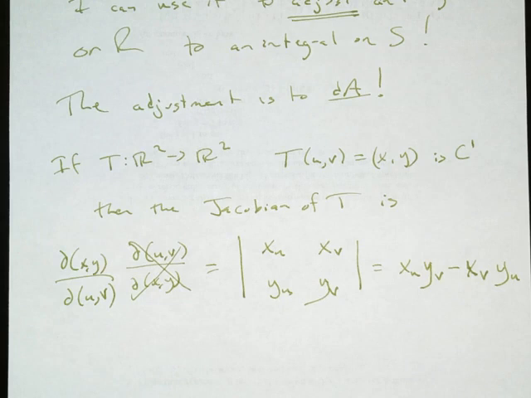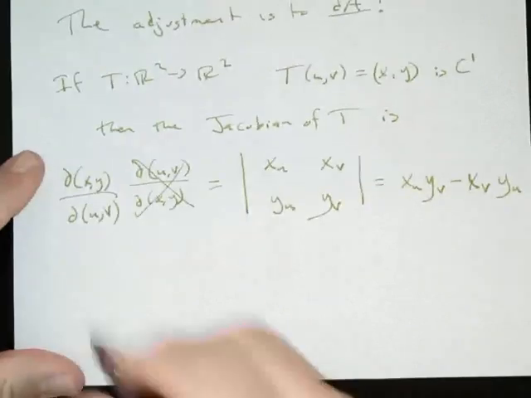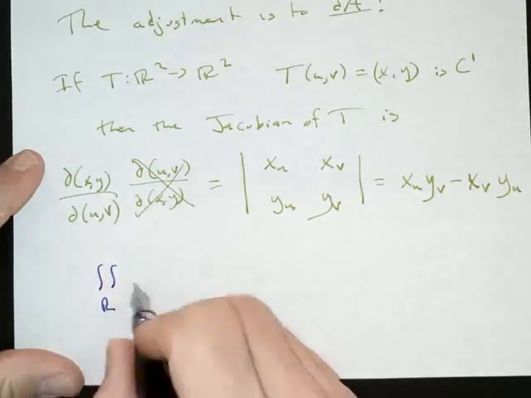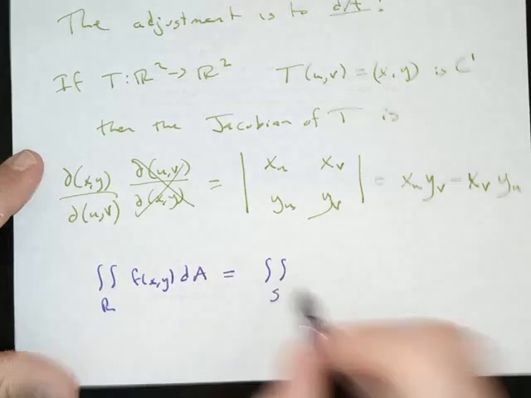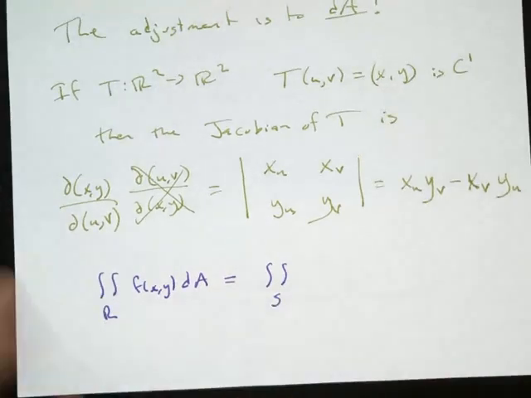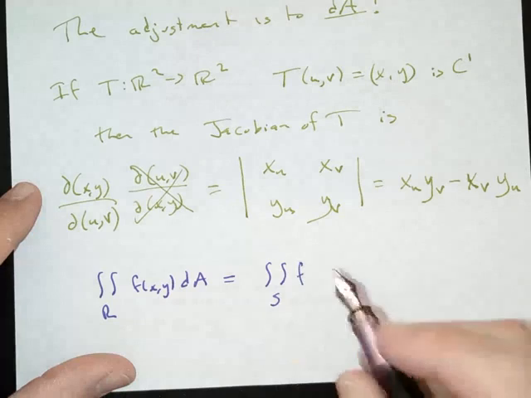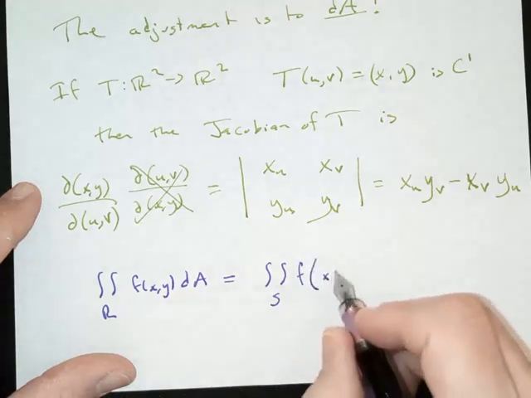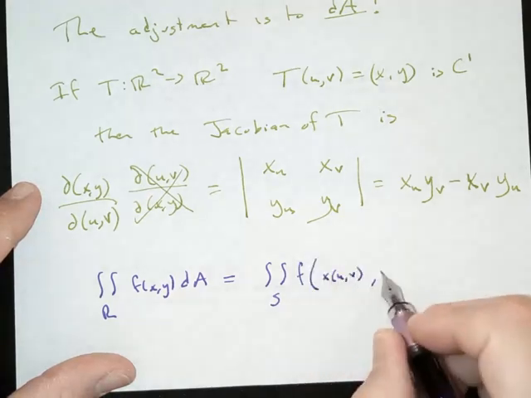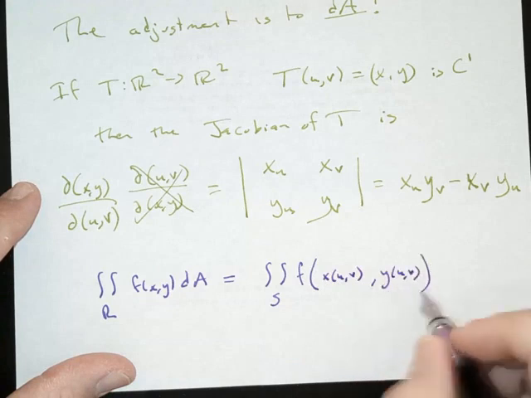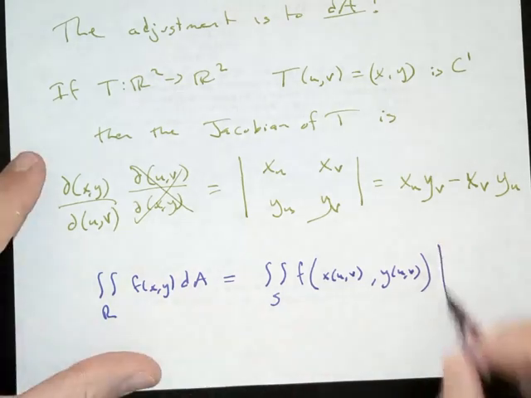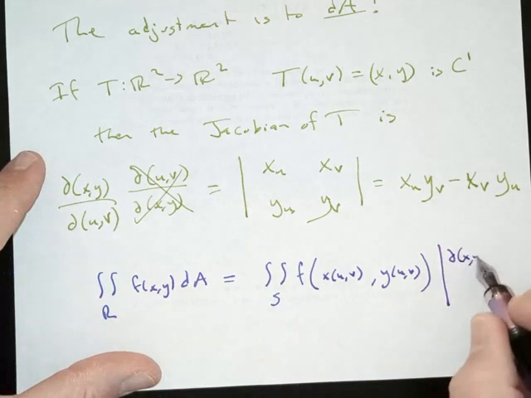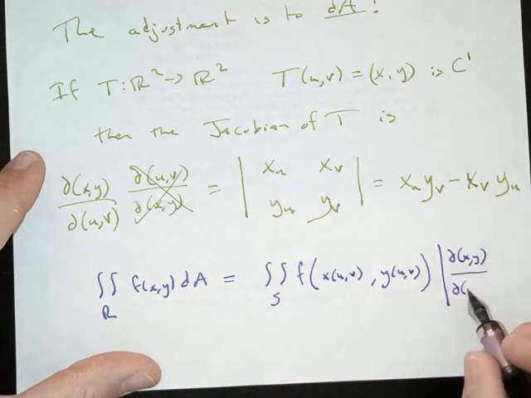How does this get used? It turns out that the integral over R becomes the integral over S. But I have to change everything that was in x and y to be in u and v. And then over here, I'm going to get du dv. But I need to adjust it by the absolute value of this Jacobian.